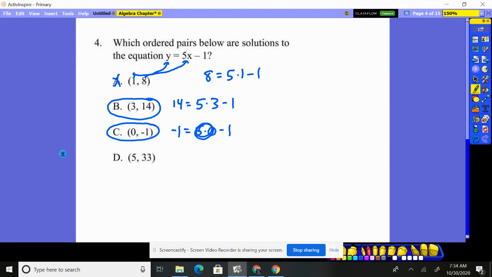And what about D? We plug in 33 for the y, 5 for the x. No, 25 minus 1 is not. No, so it's B and C.